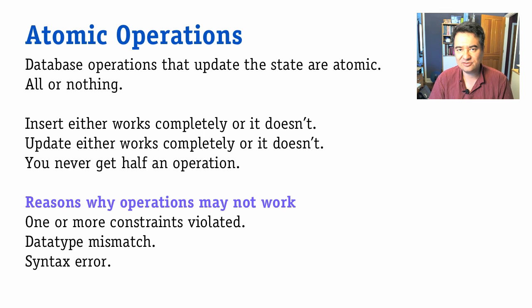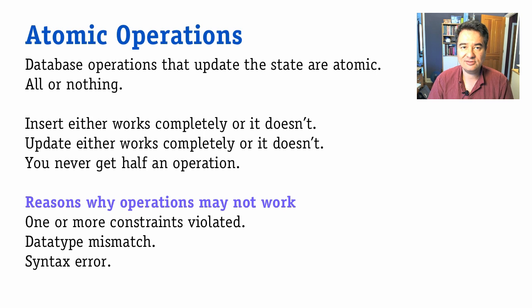And there's a variety of reasons why operations might not work. It could be that one or more of the constraints were violated. This is probably the most common reason. There could be a data type mismatch, like you were trying to put text data into a field that can only hold a number, or even a syntax error can cause an operation to not work.